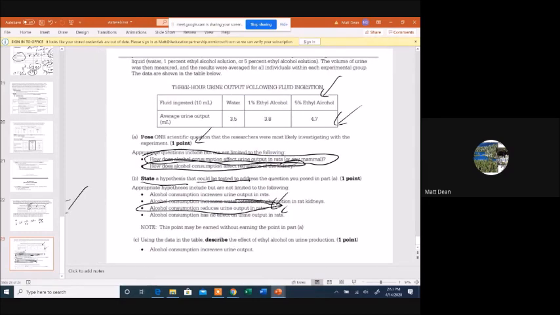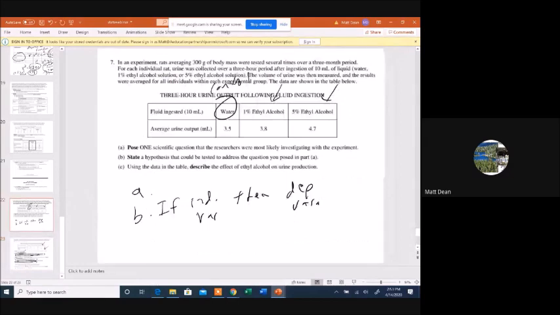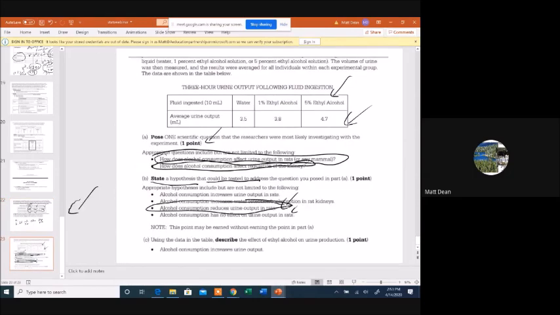And then finally, part C. Let's go back to our question here in part C. Using the data in the table, describe the effect of ethyl alcohol on urine production. So it looks like with no alcohol, this was the amount of urine production. With 1% alcohol, notice it increased. With 5%, it increased even more. So it looks like increased alcohol concentration causes an increase in urine production. And that's all they really needed. Alcohol consumption increases urine output. So you described the effect.